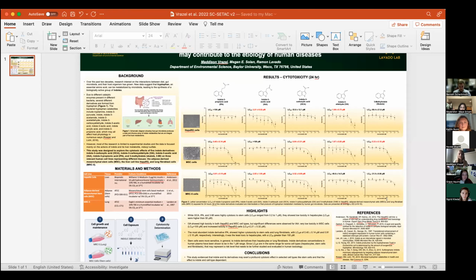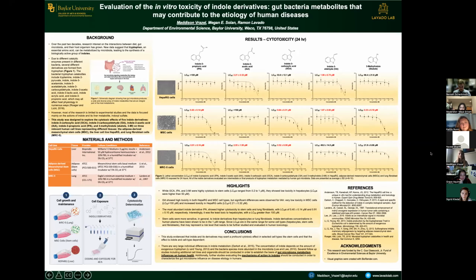Today I will be discussing and sharing the results of the in vitro toxicity of 5 indole compounds on 3 human cell lines, one being HepRG, which are liver cells, MSC, which are adipose-derived mesenchymal stem cells, and MRC5, which are lung fibroblast cells.